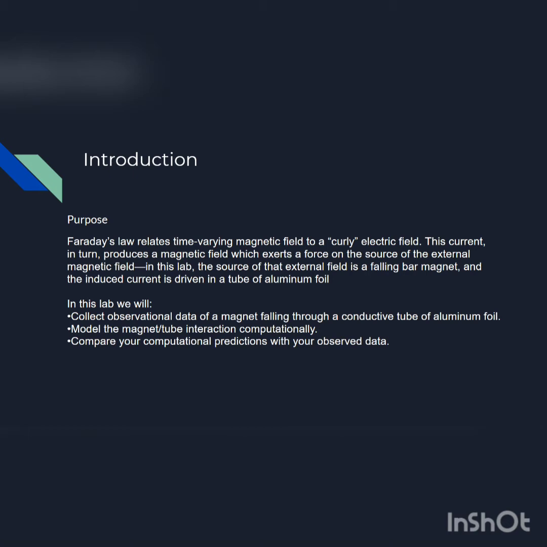Introduction. Faraday's Law relates a time-varying magnetic field to a curly electric field. This current, in turn, produces a magnetic field which exerts a force on the source of the external magnetic field. In this lab, the source of that external field is a falling bar magnet, and the induced current is driven in a tube of aluminum foil. We will collect observational data of a magnet falling through a conductive tube of aluminum foil, model the magnet-tube interaction computationally, and compare our computational predictions with our observed data.